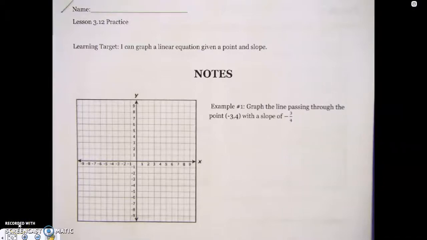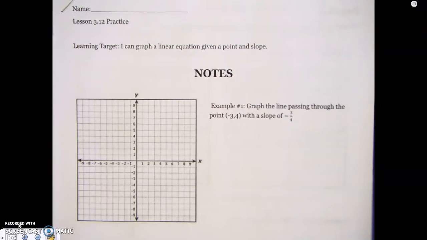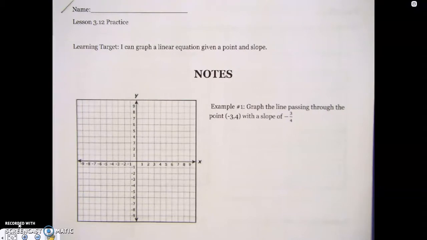Okay, so in this lesson, we are going to do something similar to last time, just a slightly different idea. So this learning target is I can graph a linear equation given a point and a slope. Yesterday in the last lesson, you talked about graphing from y equals mx plus b. So given the equation, you were able to graph the line. Today, I'm not going to give you the equation. I'm going to give you the slope, and I'm going to give you a point.